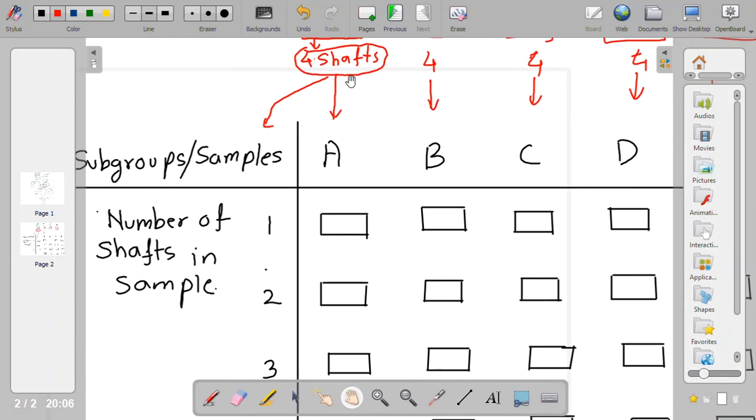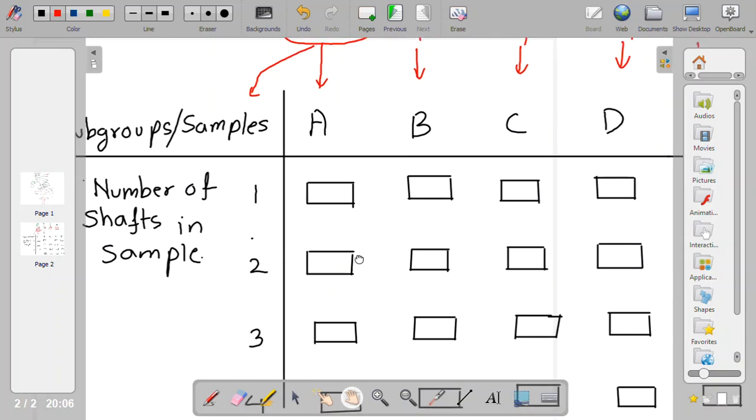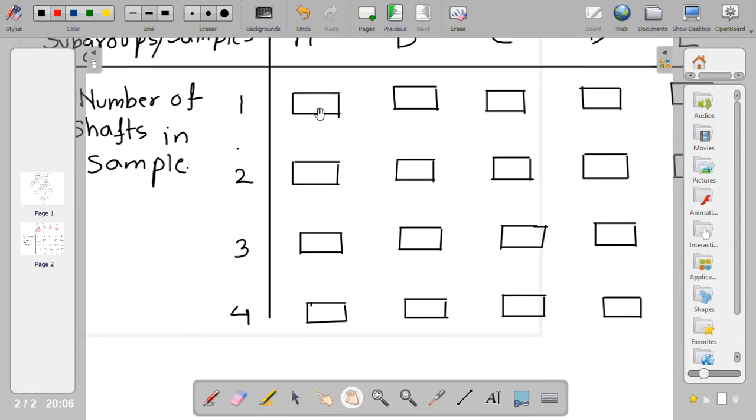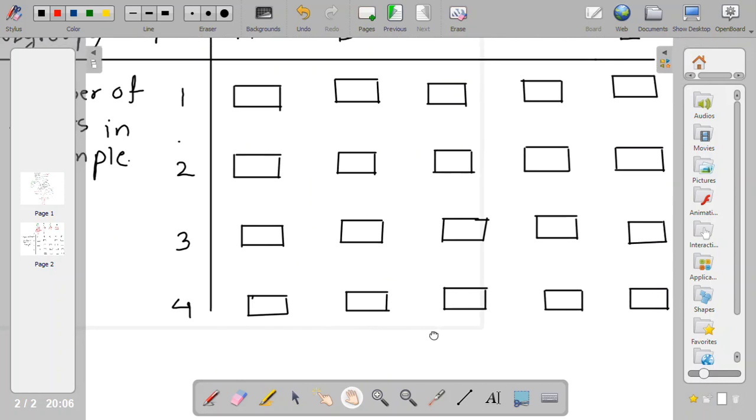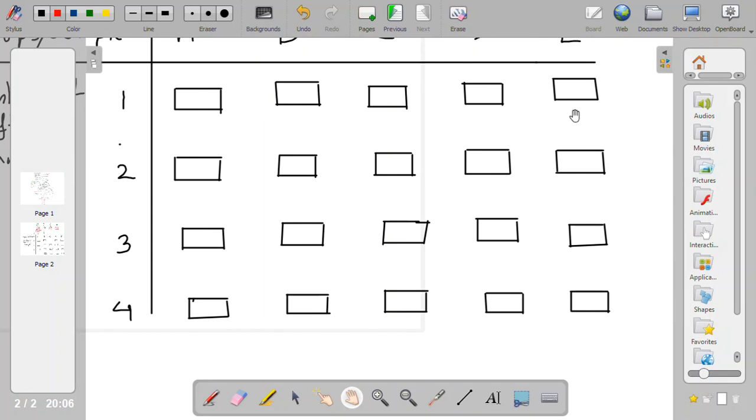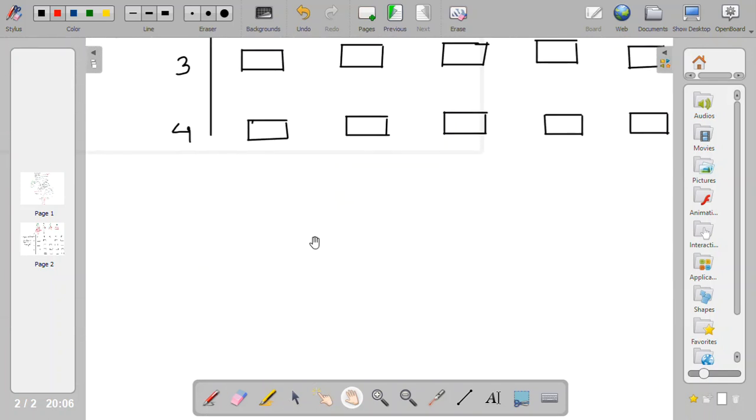A group of 4 shafts we are calling a subgroup or sample. So this is sample A, sample B, sample C, D, E, right? These are your shafts, 1 2 3 4, the number of shafts in a sample. So in total how many shafts did I select? 5 into 4, 20.